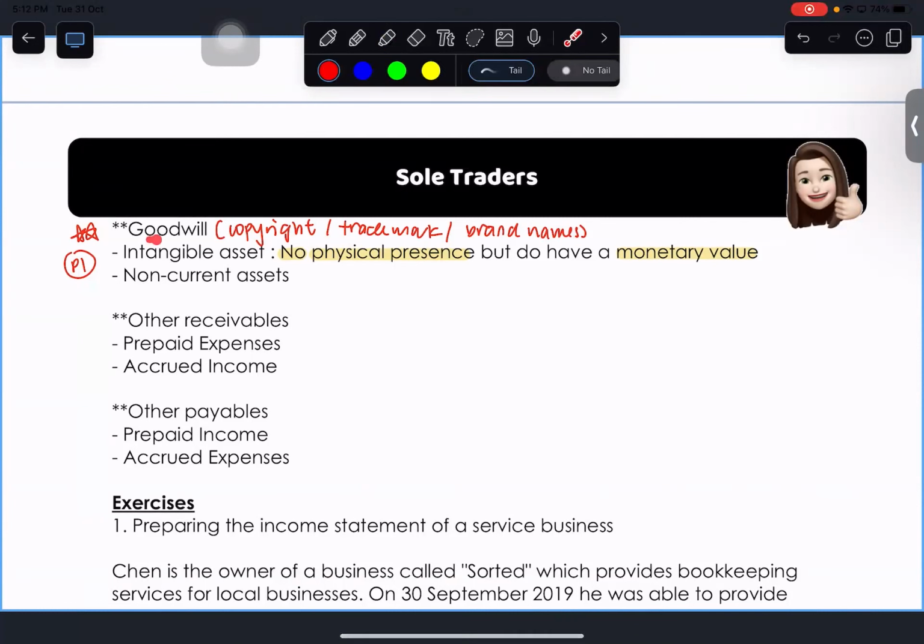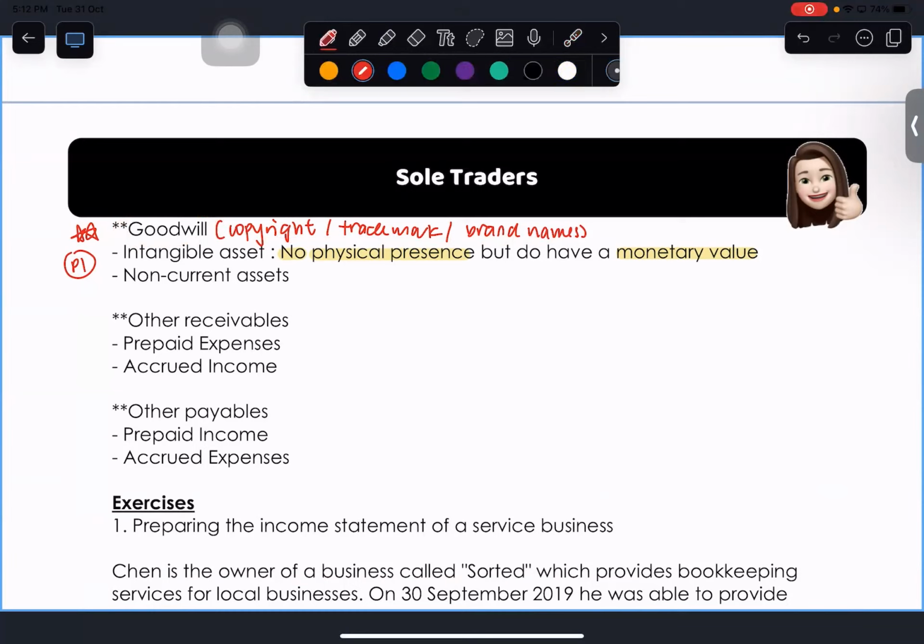So not only will they give you goodwill, they'll give you copyright, trade names, trademark, and brand name, this kind of name. They'll also write it in the questions. So you not only need to know this, the other 3 also you need to know, because these are the 4 things they like to ask.